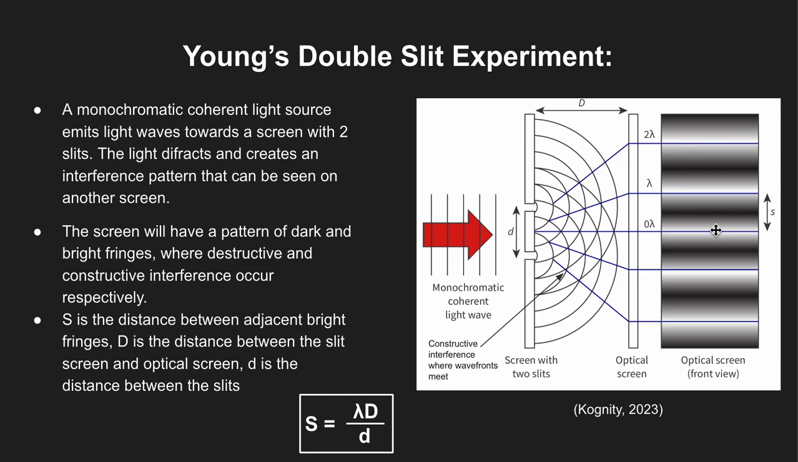And then you have a formula for this. s is equal to the distance between adjacent bright fringes. And the formula is s = λD/d, where capital D is the distance between the slit screen and the optical screen, and little d is the distance between the slits. And that's all you need to know for Young's double slit experiment. That's all the SL content for C.3.